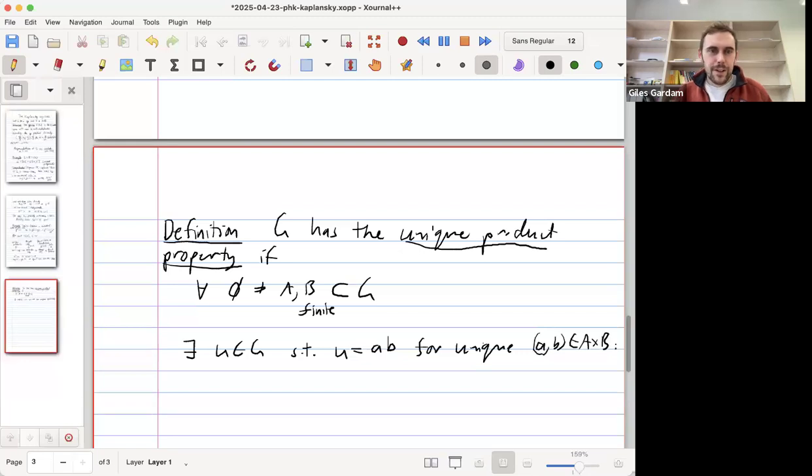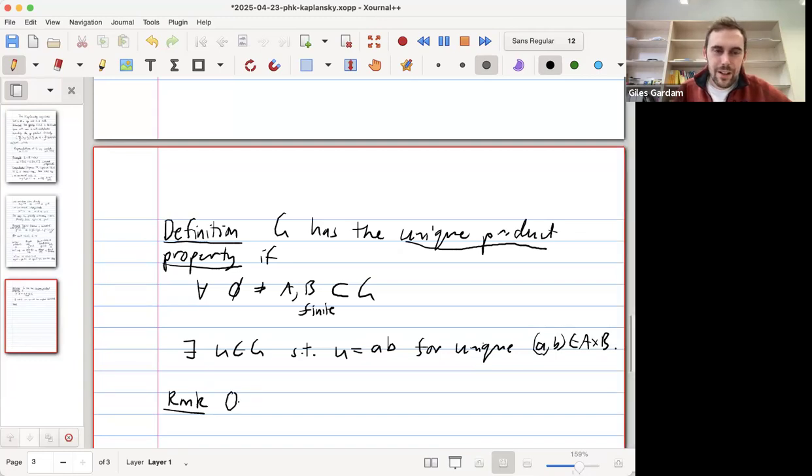Okay, so it's one of these things that's fairly easy to define, but I know it's very confusing when you first see it to try and parse what's really happening. So maybe the first observation is the remark that any group with this property is necessarily torsion-free.